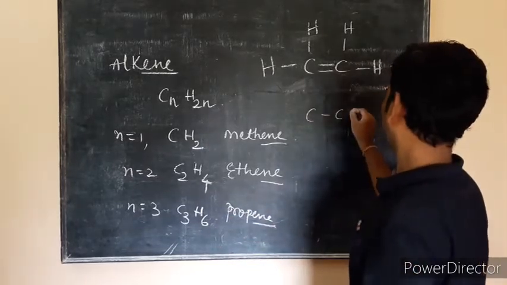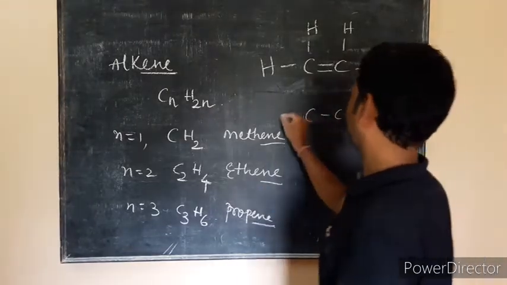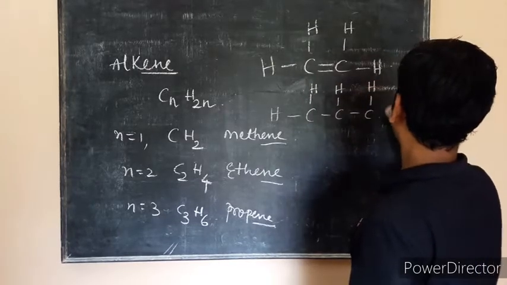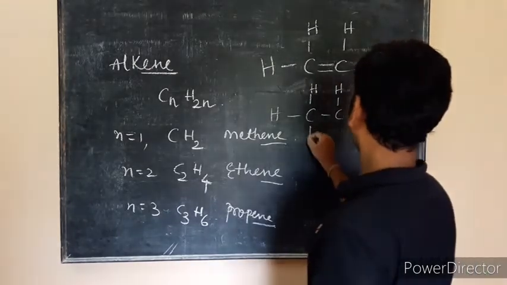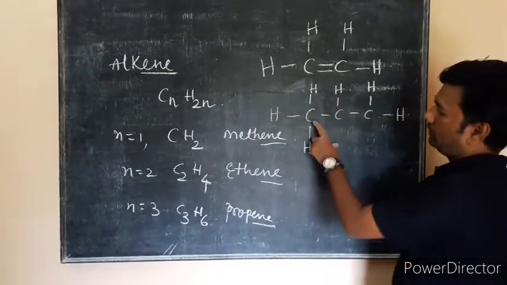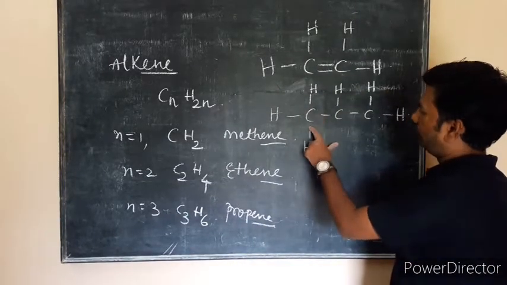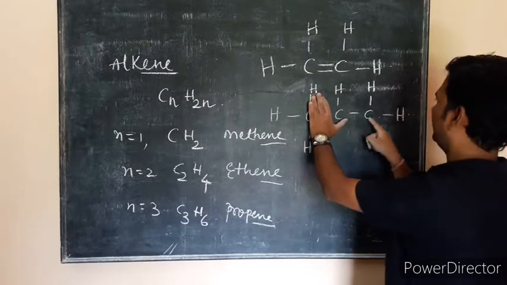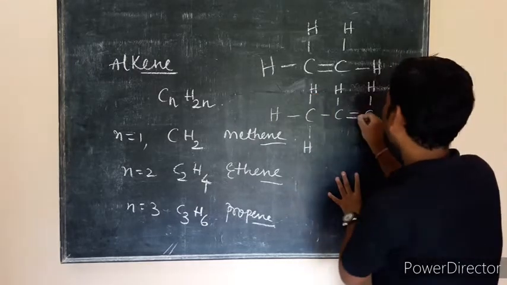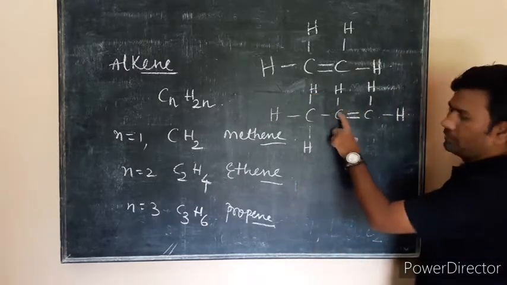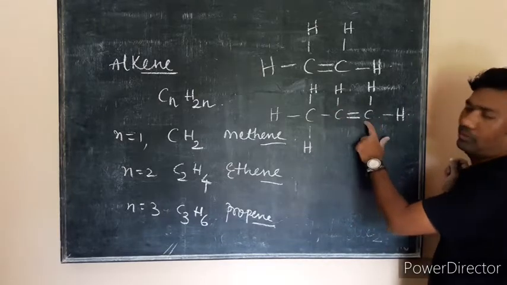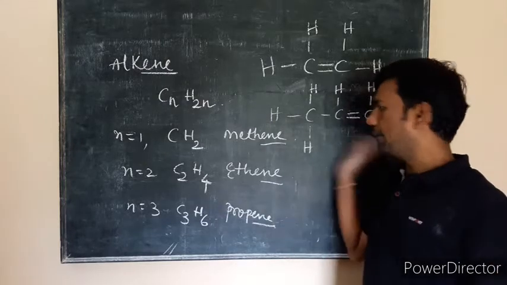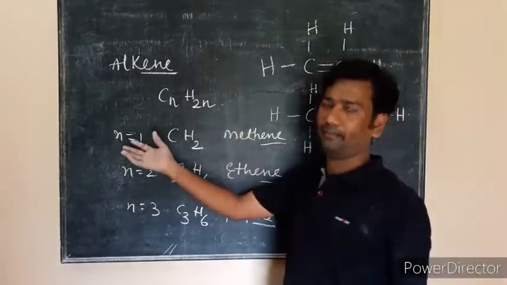Now check out propene. So 1, 2, 3 carbons, and total 6 hydrogens: 1, 2, 3, 4, 5, 6. Check out, this carbon has 1, 2, 3, 4. This one is over. Now this one has 1, 2, 3. So here I will make a double bond. Now check out 1, 2, 3, 4. This carbon is also over. Anyway, one double bond will be there in the compound, so that's why it is considered an alkene.